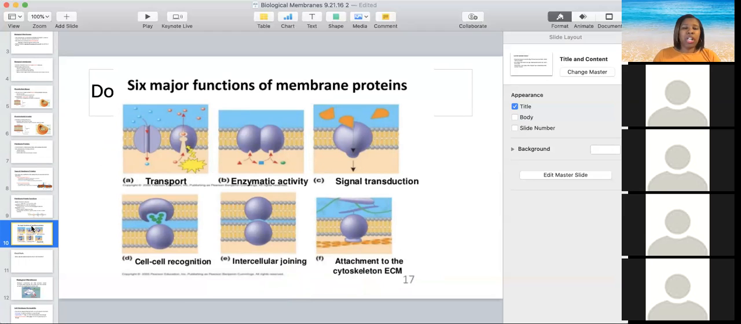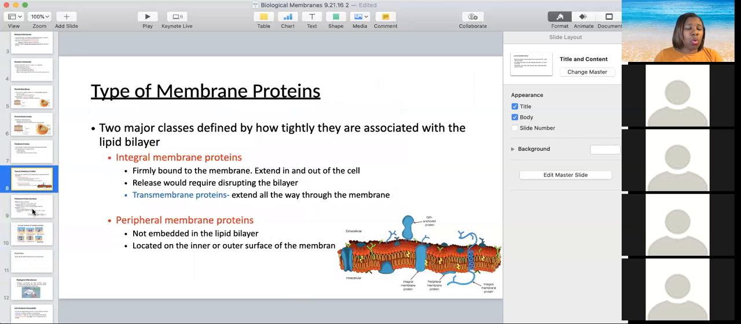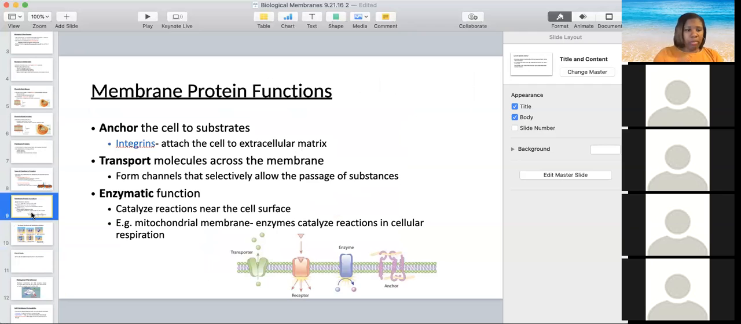The 6 major functions of membrane proteins. We just talked about them: transport, enzymatic activity, so they function as enzymes, signal transduction, cell-to-cell recognition, intercellular joining, and then attachment to the extracellular matrix. So do take some time as you're going through your text, and when you get to your Mastering Biology, that you further look at some of these roles of membrane proteins.